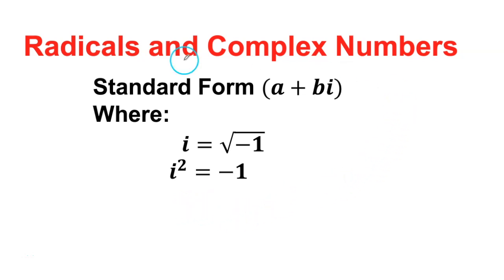This is Mr. Urrego, and today we're doing radicals and complex numbers. Let's start with the standard form of a complex number. It's a plus bi inside parentheses. A and b are any real numbers. The i is the imaginary part.